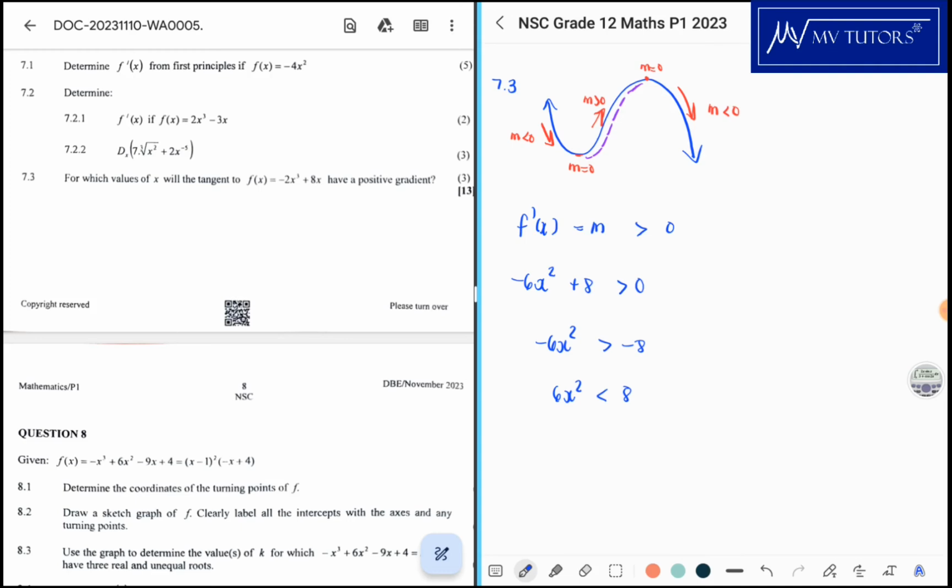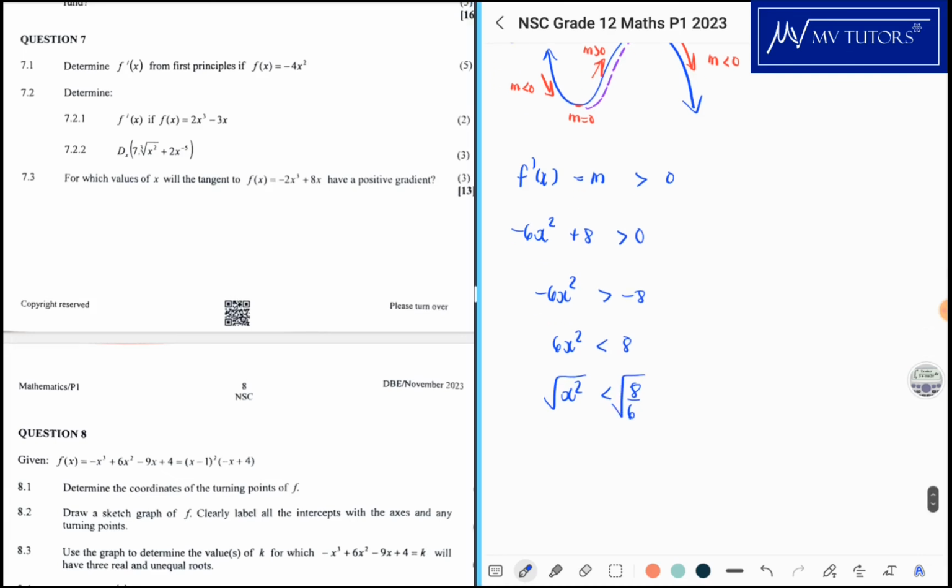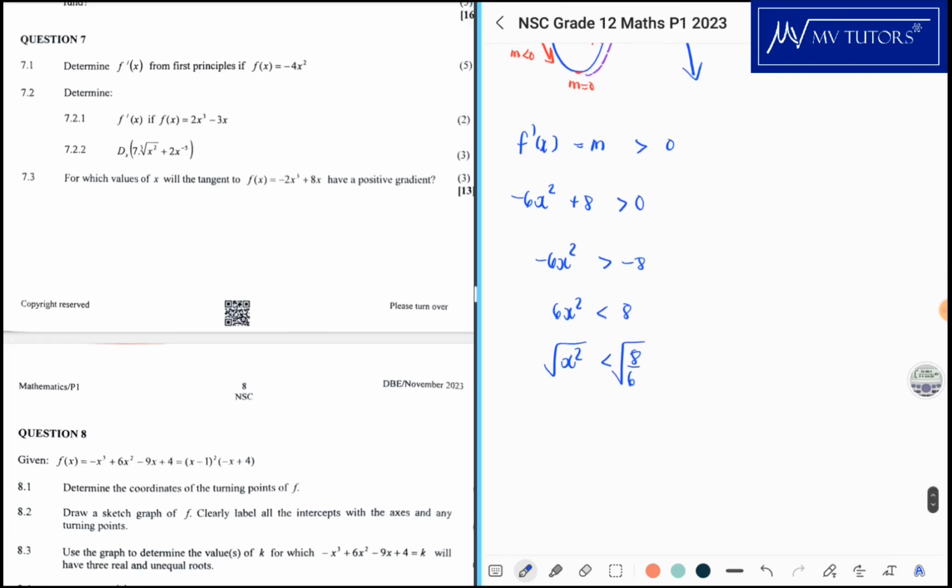All right, still with me? And now we're going to solve for x. So we're going to say x squared is smaller than 8 over 6. And we're going to just root both sides. And basically, we're going to get, in this case, x smaller than plus or minus root 8 over 6. Okay, or we can simplify it. Instead of 8 over 6, we can say 4 over 3, if we divide by 2.